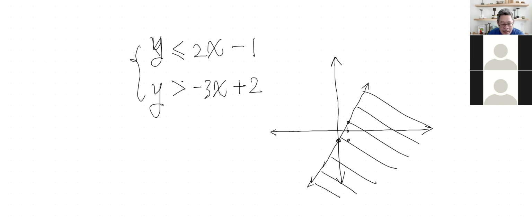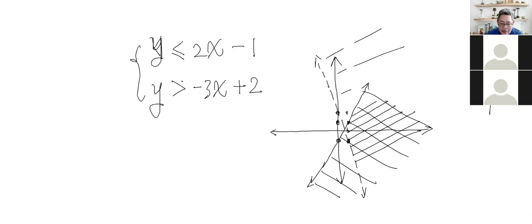And for the next one, the y-intercept is 2, and the slope is negative 3, which is negative 3 over 1. So go over by 1, go down by 3: 1, 2, 3 will be here. And that's this line here. And it's greater than, so it should be the top here. And we see that our overlap actually will be this part.